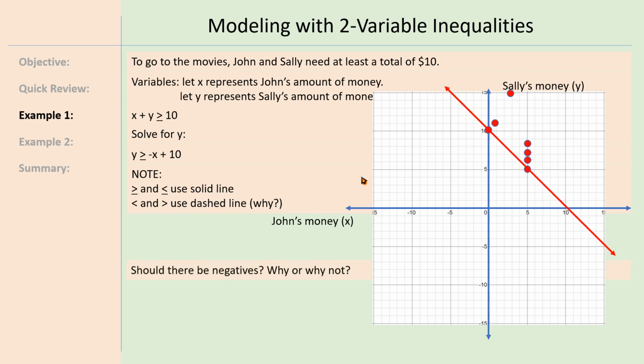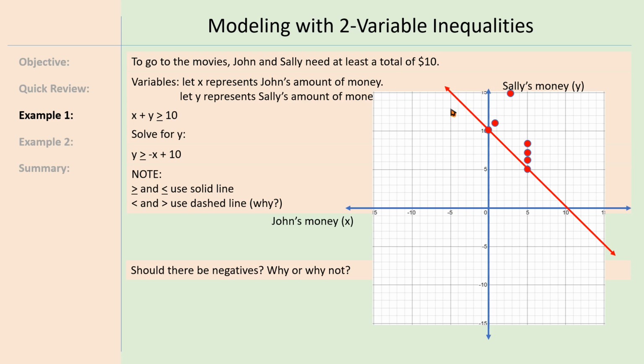Let's think about this. Now, should there be negatives? You see how on this side it dips to the negatives, right? So John has negative $5 here, and that means Sally has to have a lot. It depends on each situation. Should it have negative or not? Okay, in this situation, I'm not sure.